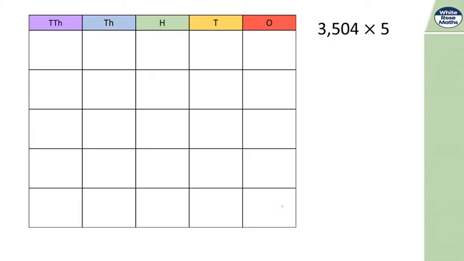Okay, so here we have 3,504 times 5. You'll notice that we've got another column in here, another place value column. This is our 10,000s. See if we can figure out why we might have that column there. We can start going through this question.